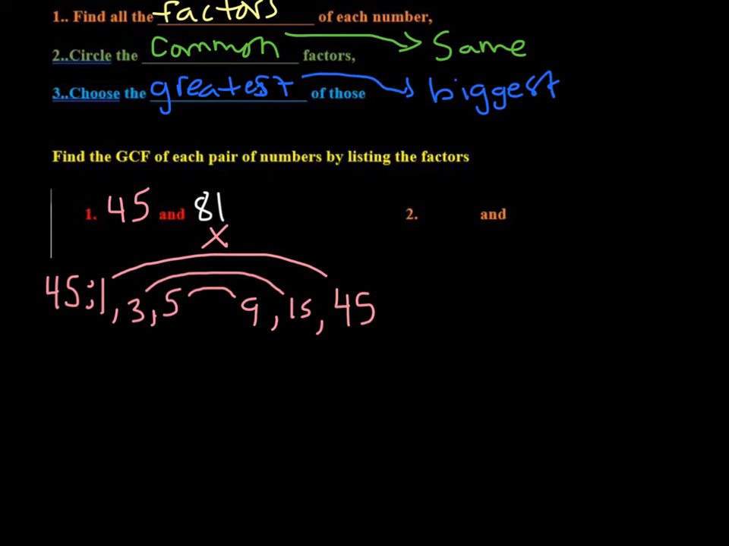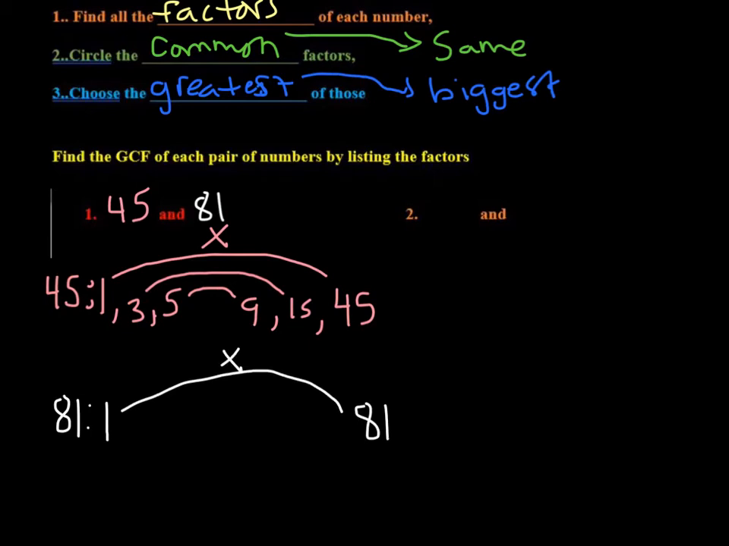Alright, let's do the same thing for 81. Let's see if we can find the factors of 81. So 81, let's do the same thing. We know 1 is a factor of 81 because 1 times 81 is 81. So let's draw a rainbow.